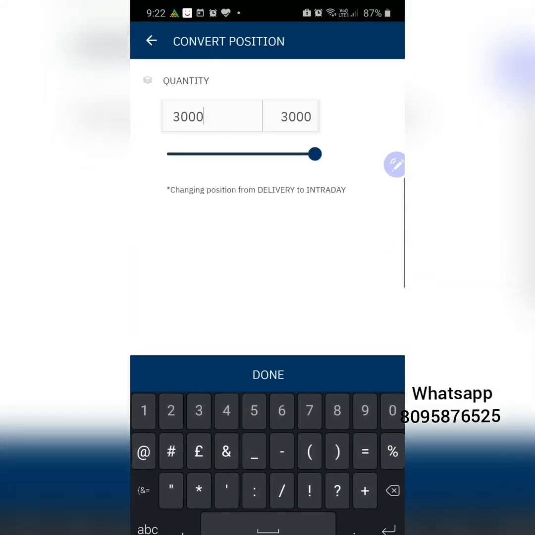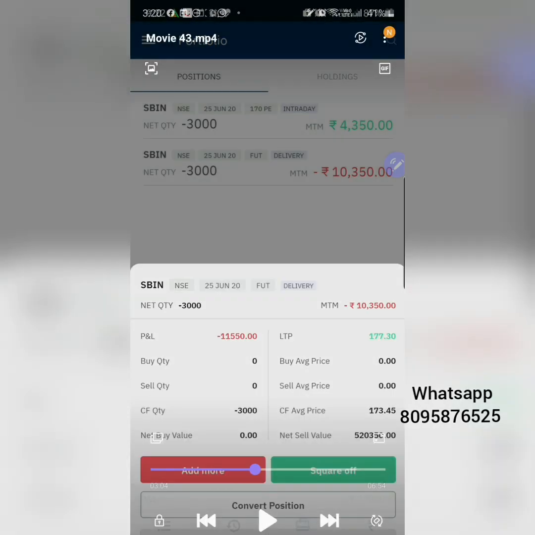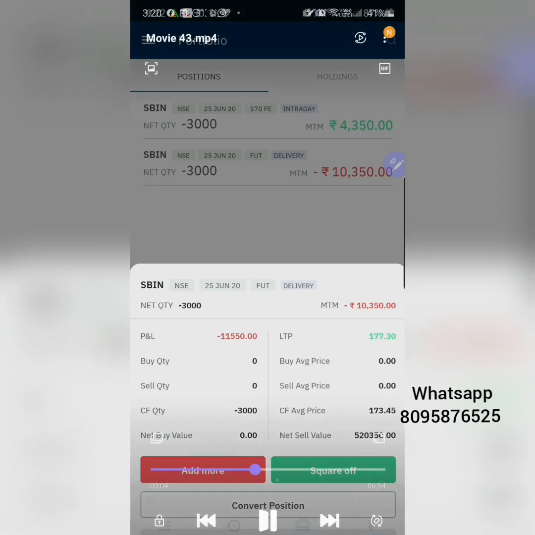And one more thing, this is what I was telling. Just go to your portfolio. You can see an option here in the portfolio, convert position. Just click on that, friends, nothing else. As of now, you can see the future is in delivery. Once you press this convert option, it will automatically get converted into intraday, and then you will have lots of funds for doing all the adjustments.